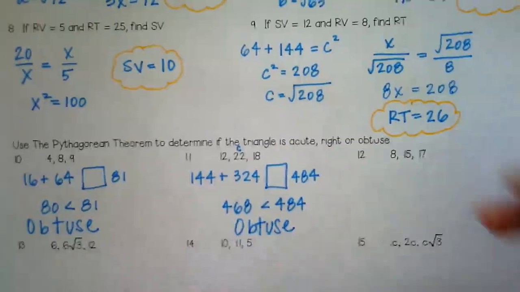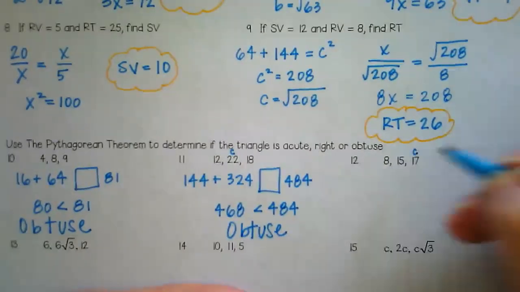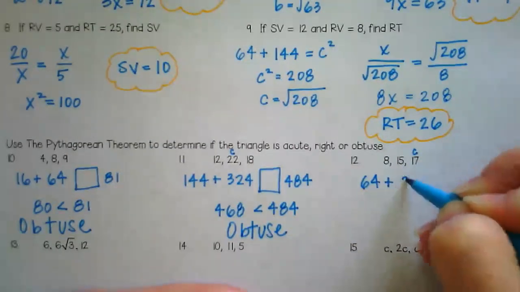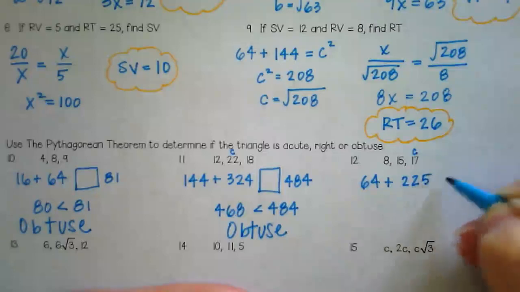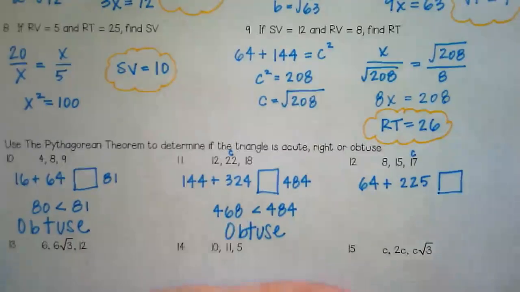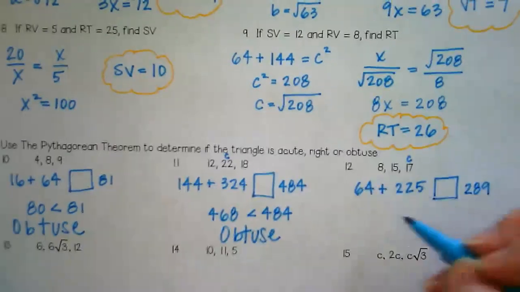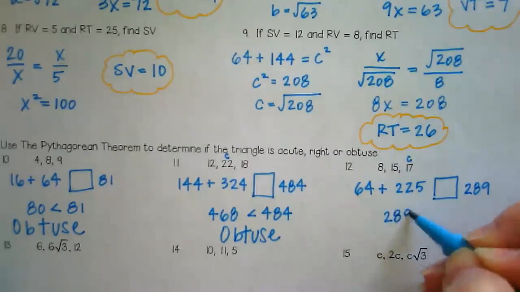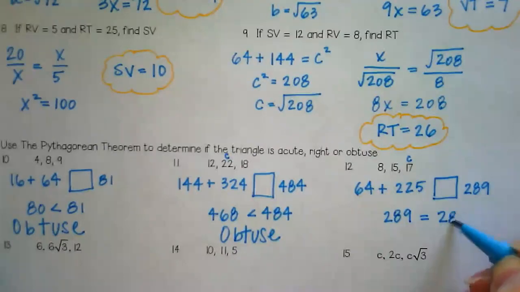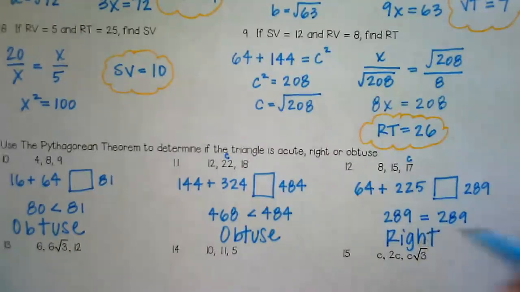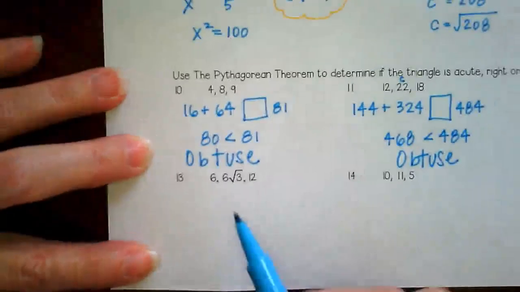Next up, 8, 15, 17, so that's C, so I'm just going to say ABC. So a squared plus b squared, and we want to see how that compares with c squared. Well, if we add this up, we get 289, which equals 289, which tells me that this one is a right triangle.